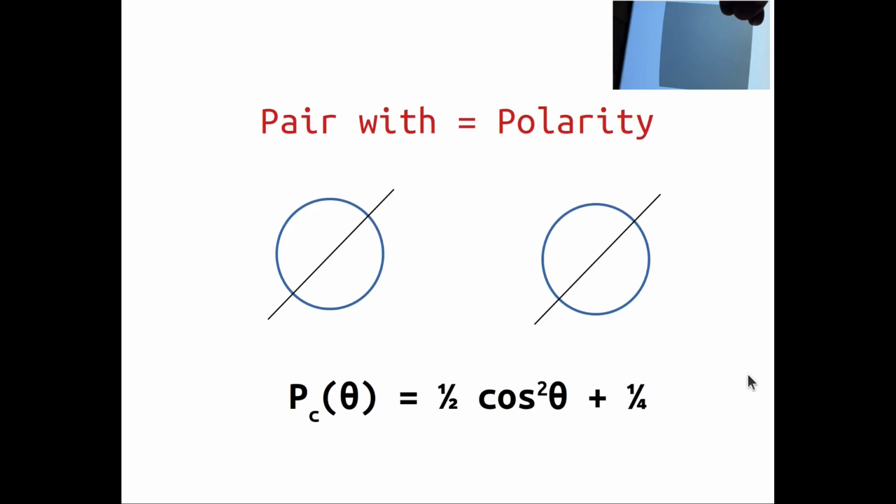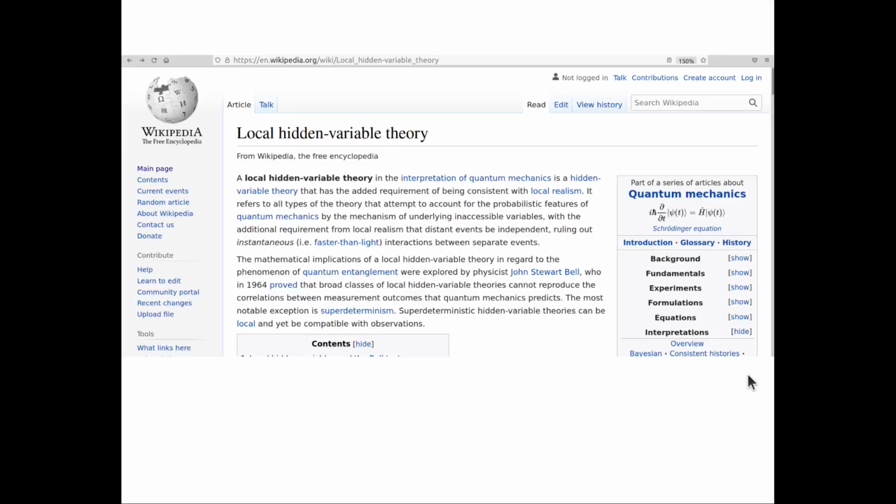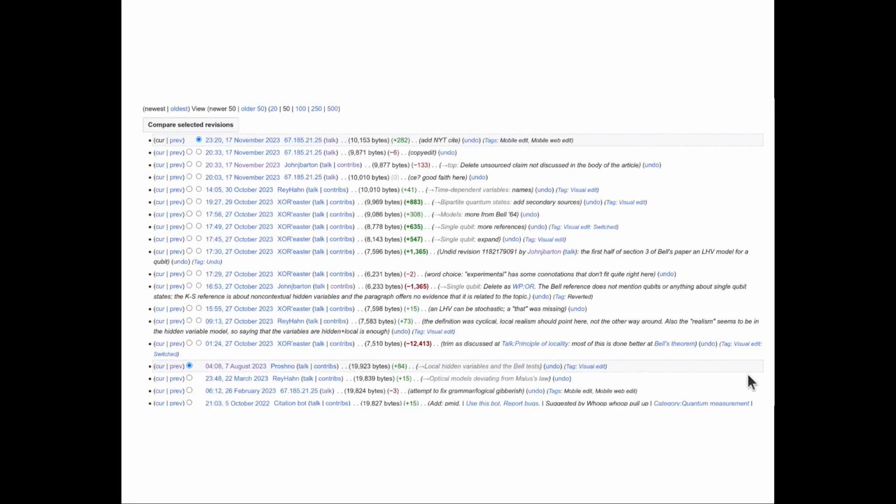So with nothing more than a simple law of nature, a spreadsheet, and high school math, anyone can produce these results from the comfort of their own home. I encourage everyone to give it a go and verify the results for yourself. If you're more comfortable with calculus, you can go to this particular article in Wikipedia, Local Hidden Variable Theory. Unfortunately, you have to go back in time, in this case, to August of 2023.